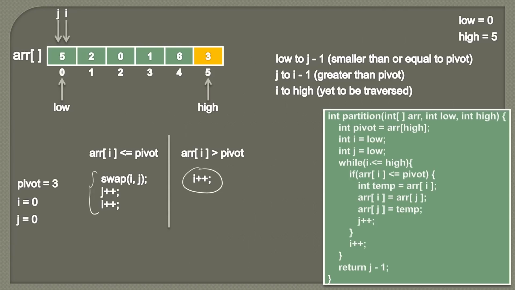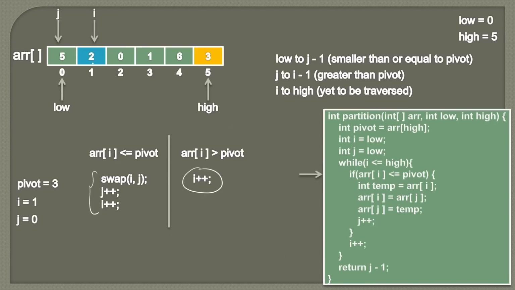So this condition is true, i is less than or equal to high. In the if condition we check whether array of i is less than or equal to pivot or not. So we are simply checking whether 5 is less than 3 or not. 5 is greater than 3, so this condition comes out to be false. So when array of i is greater than pivot, which is our case, we simply leave that element there and simply traverse i ahead. So i becomes 1. i is still less than or equal to high.